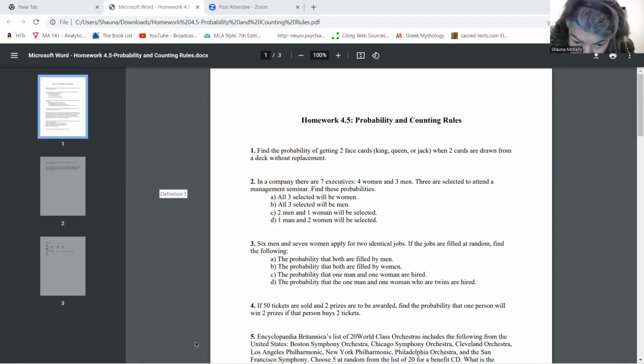So here's what we're looking at. If you remember from earlier in the chapter, when we started looking at probability, we said that the probability of an event is equal to the number of ways for that event to occur, divided by the number of outcomes in the sample space.